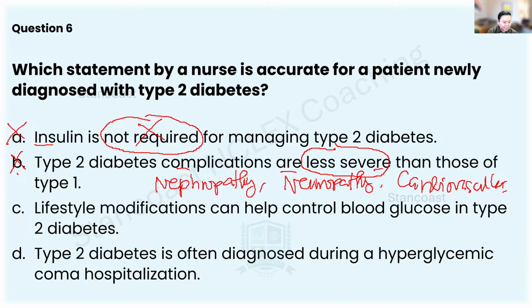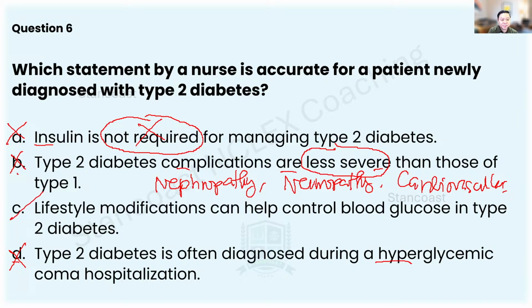What about letter D? Type 2 diabetes is often diagnosed during a hyperglycemic coma hospitalization. Really? Up to that point that the patient is going to be comatose? Now, type 2 diabetes is usually diagnosed through routine screenings or symptoms, not typically a hypoglycemic or hyperglycemic crisis. So we are deselecting that one.